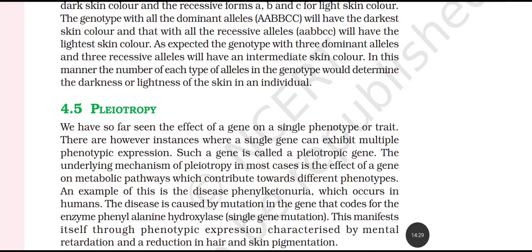The genotype with all the dominant alleles, capital A, capital A, capital B, capital B, capital C, capital C, will have the darkest skin color, and that with all the recessive alleles, small a, small a, small b, small b, small c, small c, will have the lightest skin color. As expected, the genotype with 3 dominant alleles and 3 recessive alleles will have an intermediate skin color, and in this manner the number of each type of allele in the genotype would determine the darkness or lightness of the skin in an individual.